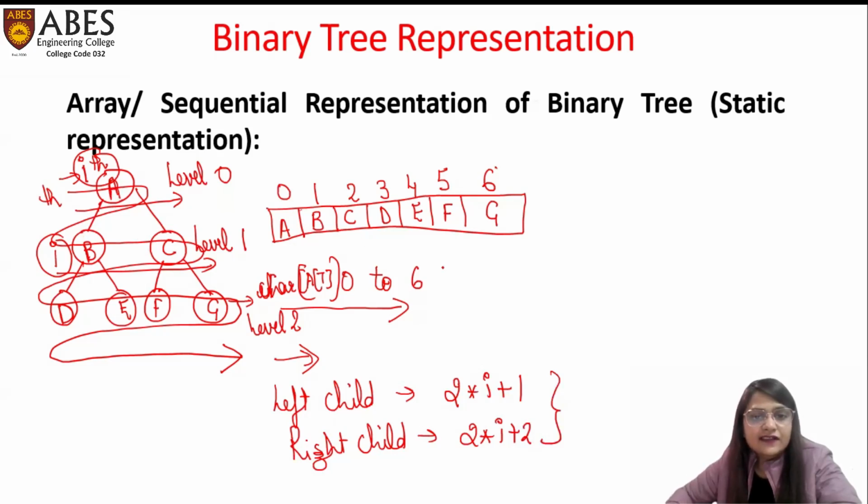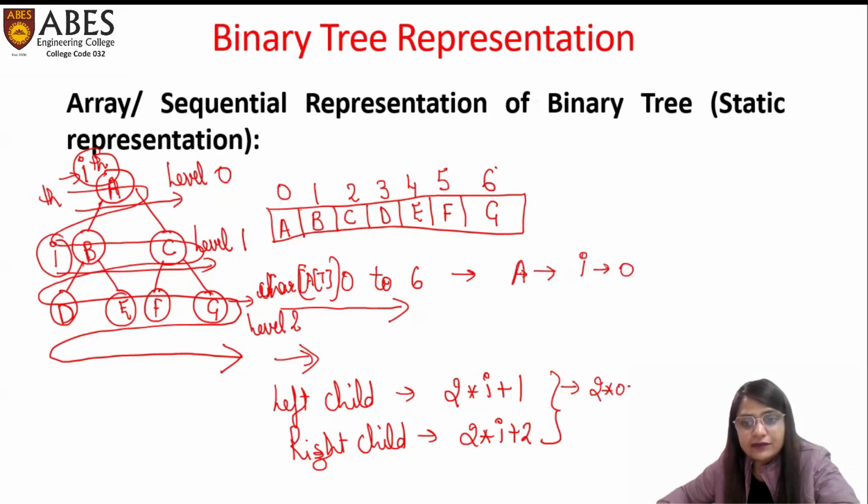Let us assume I want to calculate the root node A's left and right child, at which location they are present. Root node is present at 0, so I will be 0 here. For the left child, the formula will be 2 into 0 plus 1. It means at index 1, the left child B is present. We can see here at index 1, B is present. For the right child, it will be 2 into 0 plus 2. It means at index 2, the right child of A is present.